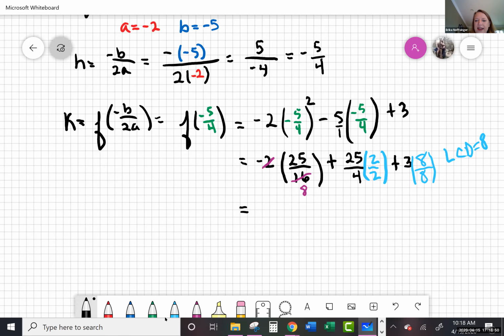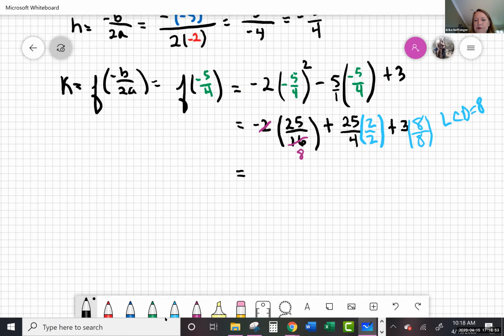Okay, so simplifying, I'm left with -1 times 25, which is -25. It's all going to go over our LCD that we just got of 8, plus 25 times 2, so plus 50, plus 3 times 8, which is 24.